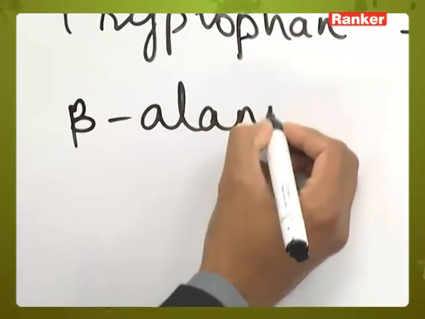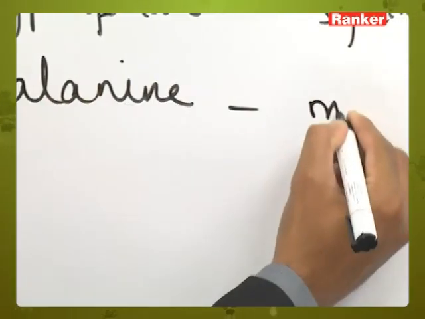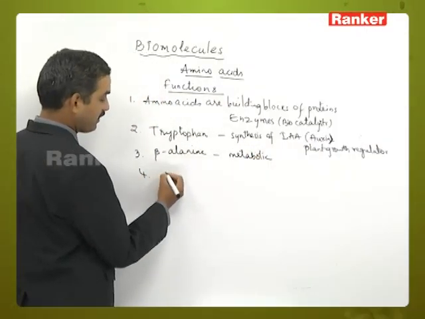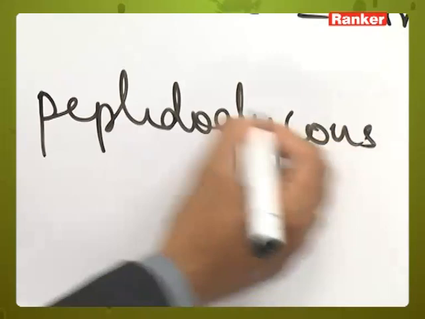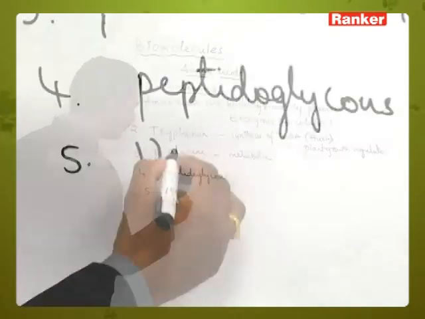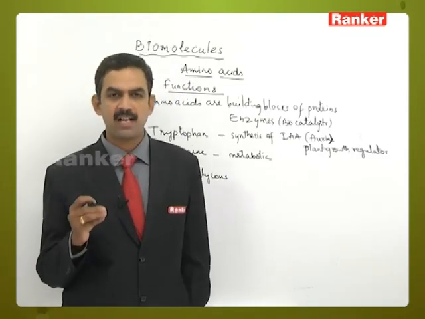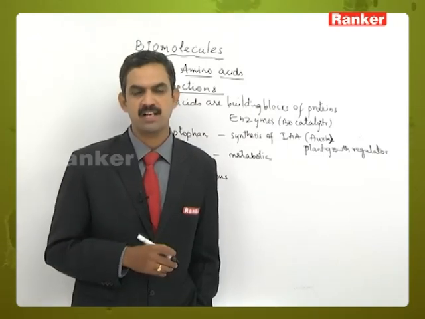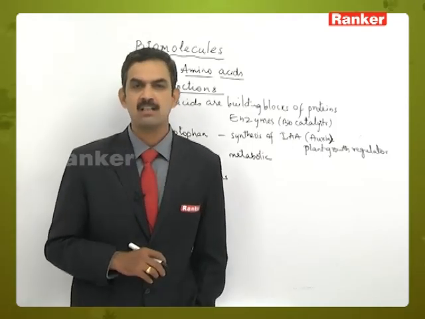Beta alanine is required for metabolic activities or metabolism, and some of them are required for the synthesis of peptidoglycans. In the same way, some of them are required for the urate mechanism. Likewise, many such amino acids play an important role in the various metabolic steps or reactions which take place inside a plant cell and also in an animal cell. So that's the importance of amino acids in a living cell.